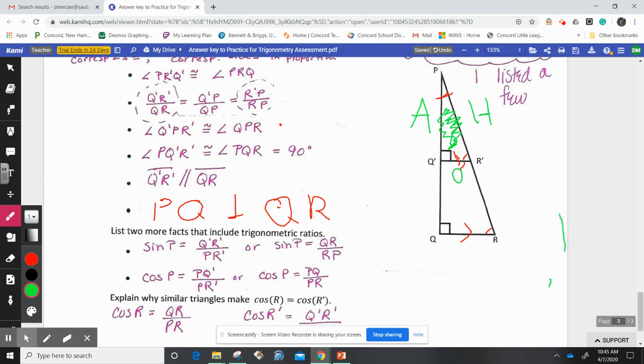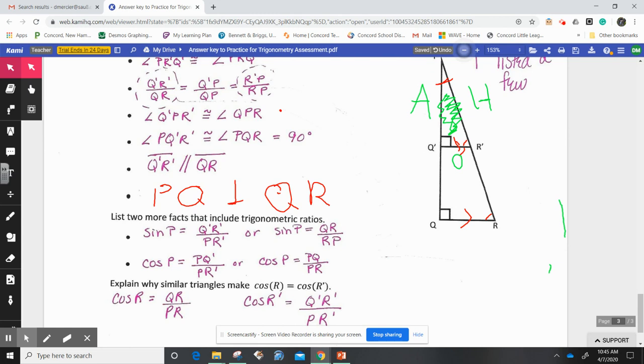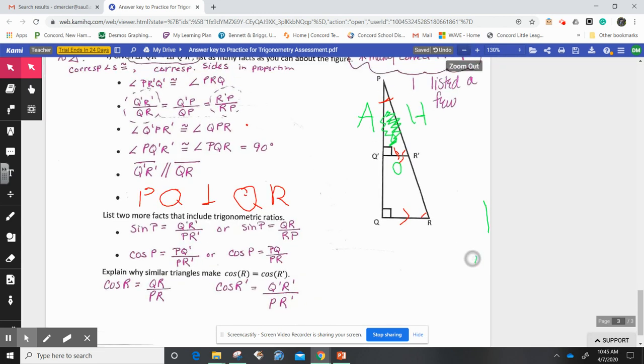Now explain why the cosine of R is the same thing as the cosine of R prime. The reason that these 2 things are going to be the same, if you think about it, is these two triangles are going to be similar to one another. So they're going to have the same exact ratio of the sides. So this could be, let's just say it was twice as big, the ratio on both of these is going to reduce down to a half.